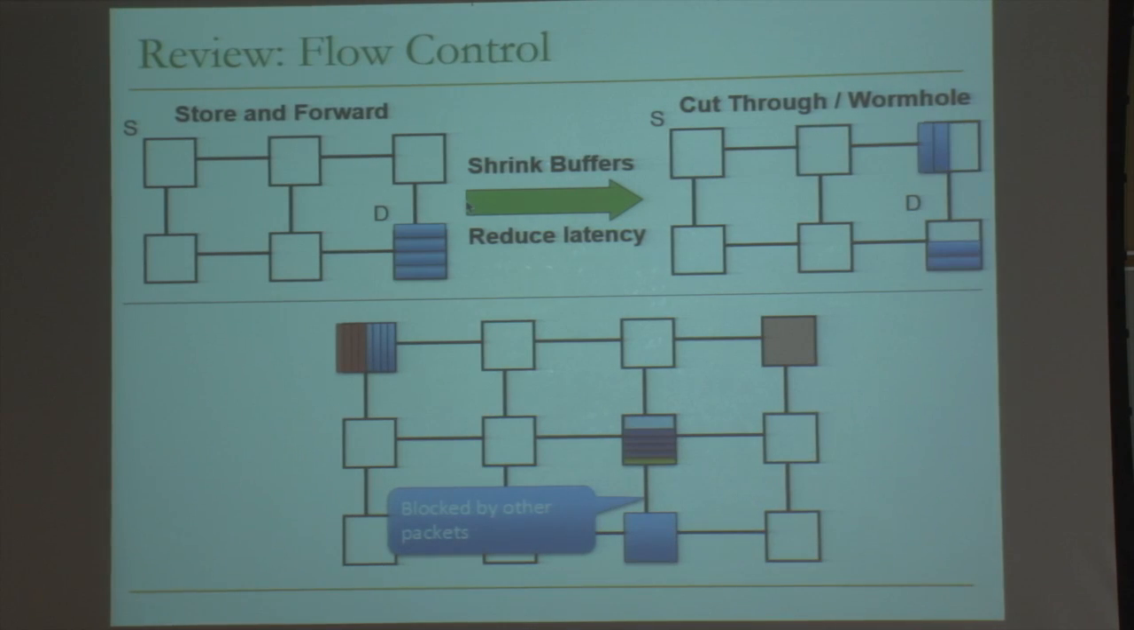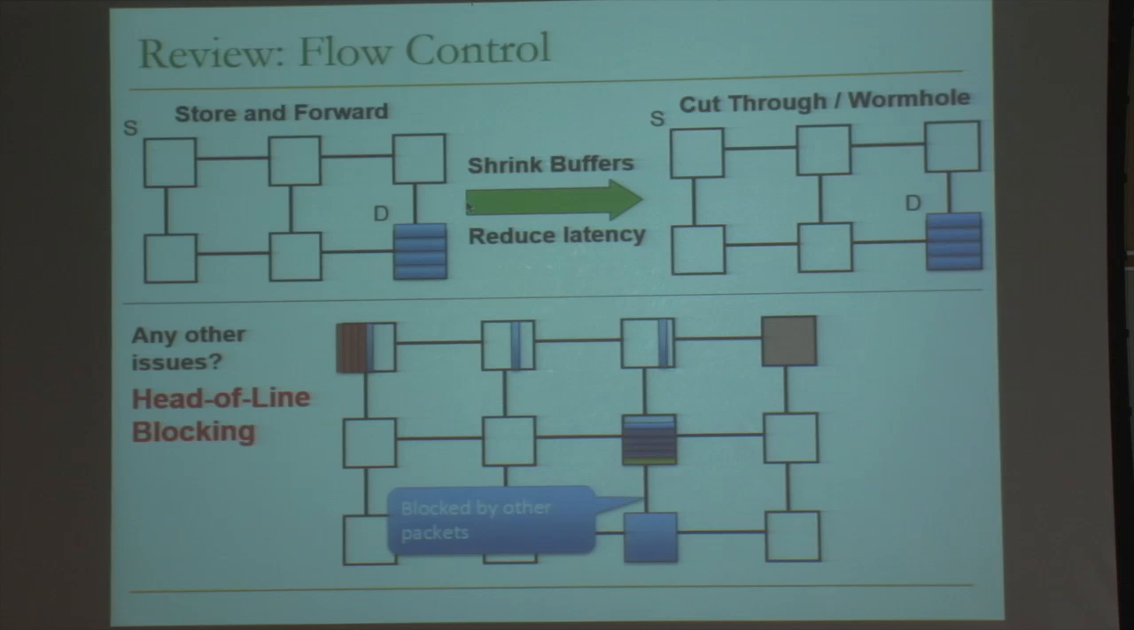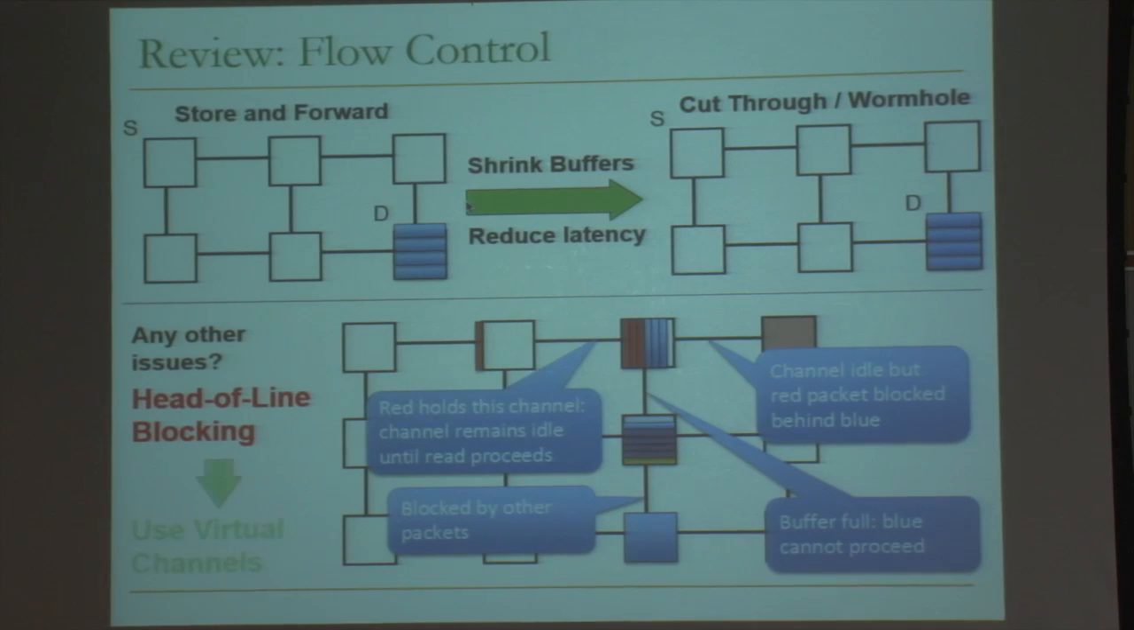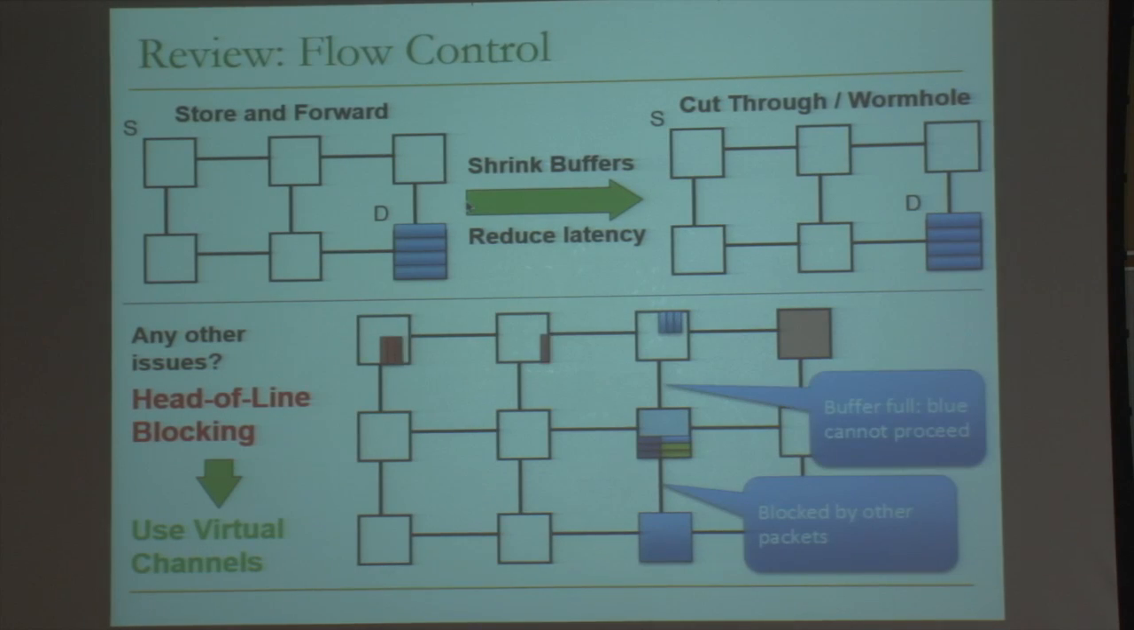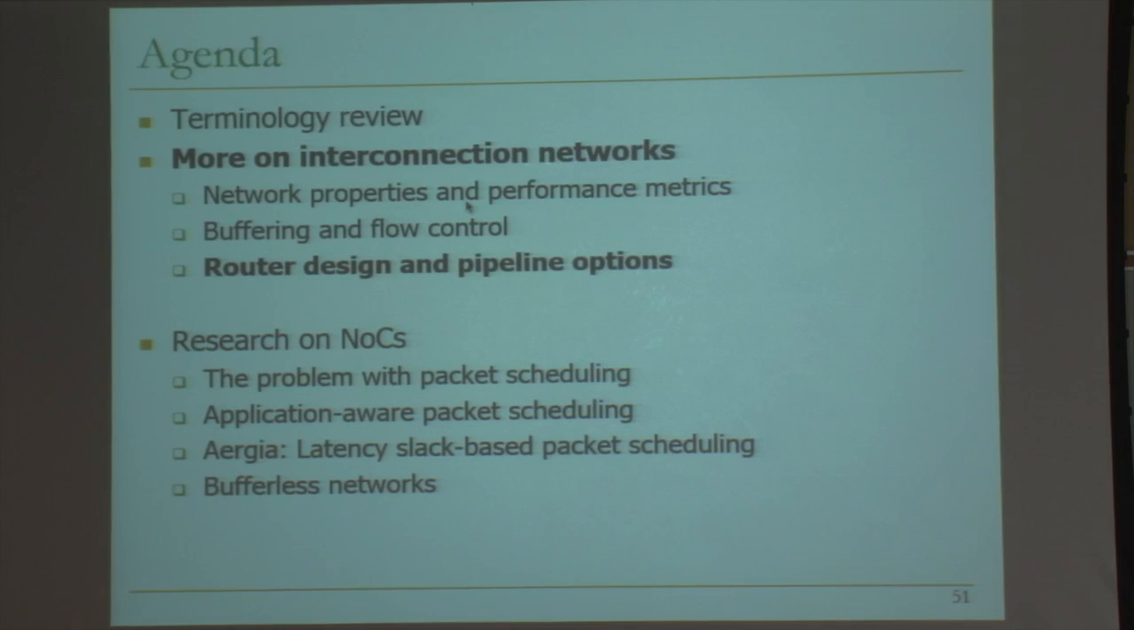And yeah, that's what it looks like. And then we realized there's still an issue. There's this head-of-line blocking thing that's causing some performance degradation. Let's split our buffers into multiple buffers. So we started organizing flits into virtual channels, and then we could allow packets to bypass other packets. All right. So any questions up to this point?